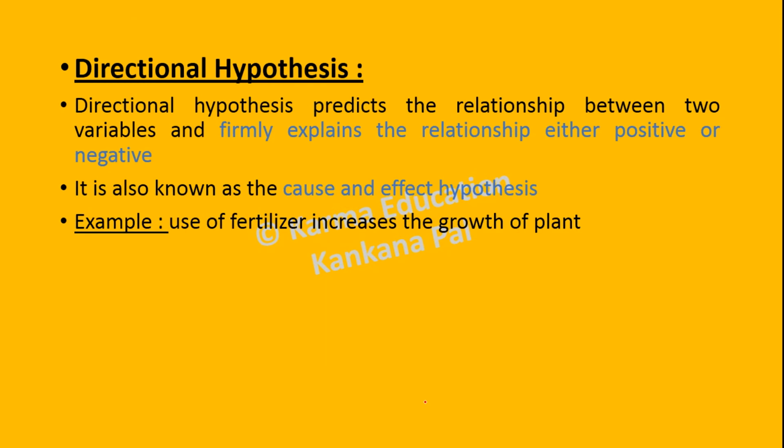Next is directional hypothesis. Directional hypothesis predicts the relationship between two variables and firmly explains the relationship either positive or negative. It is more prominent or more specific than non-directional hypothesis. It is also known as cause and effect hypothesis. For example, use of fertilizer increases the growth of plant. There is a positive sense in the statement. So this is an example of directional hypothesis.